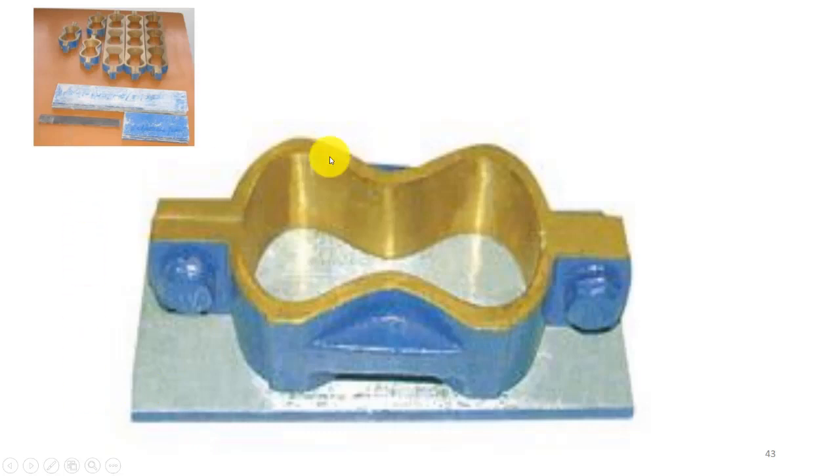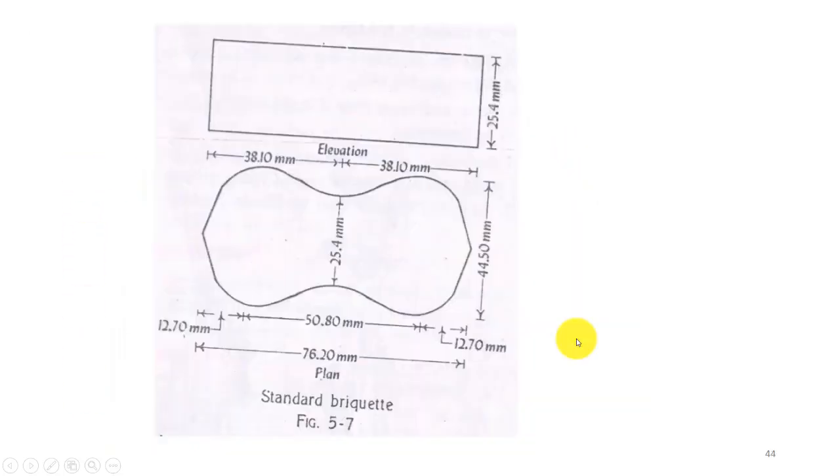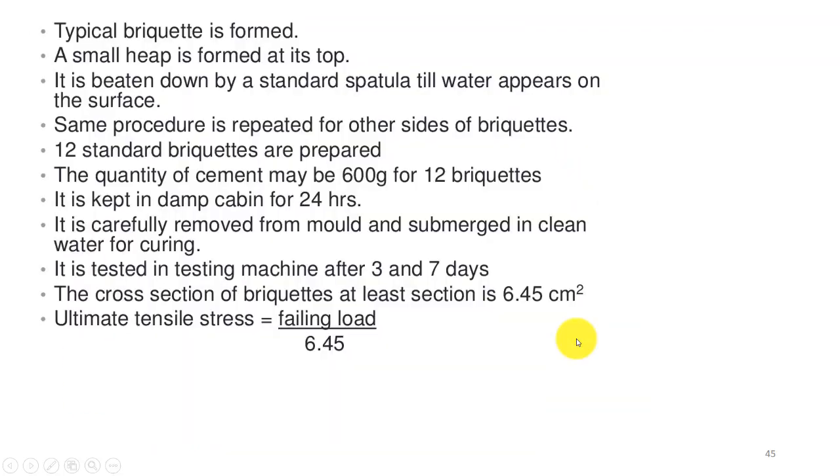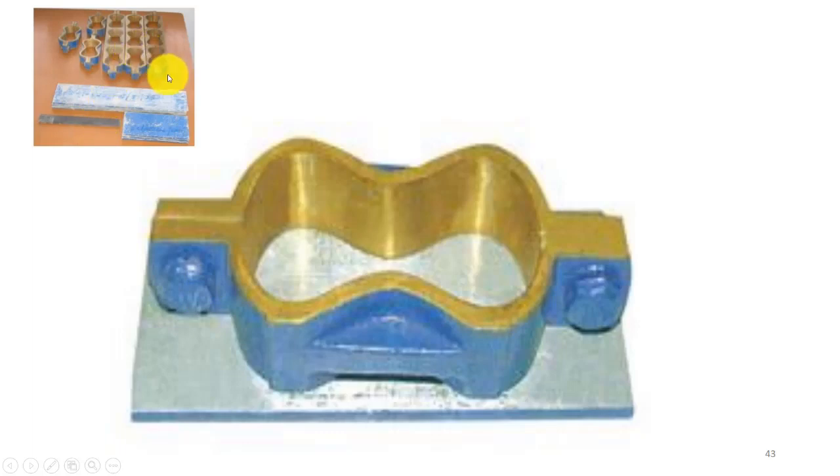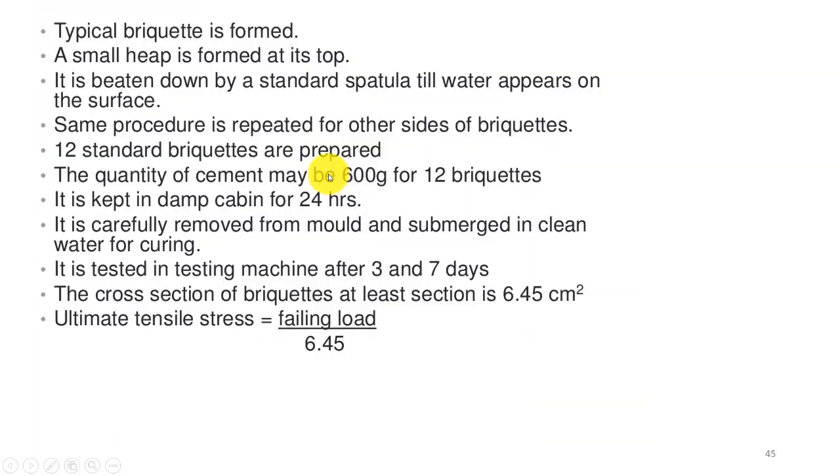This is basically the briquette used to test the tensile strength of a cement. What you do is you just pour the concrete sample into the briquette. You have 12 briquettes in order to get consistent results.